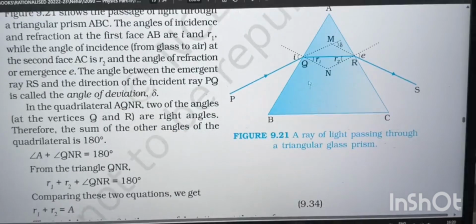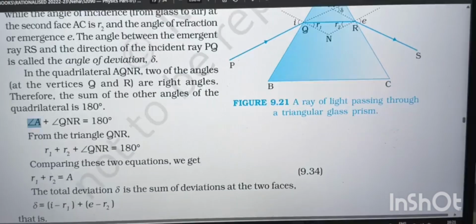Now if you see, for angle A, what they have done, they have considered the triangle QNR. If you consider triangle QNR, again what is happening? R1 angle is there, R2 angle is there, QNR angle is there, it will be 180 because all the angles in a triangle should give 180 degrees. Now compare these both. QNR is common, 180 is common, the only thing that replaced angle A is R1 plus R2. That means this R1 plus R2 should be equal to angle A. That is what they have written over here.